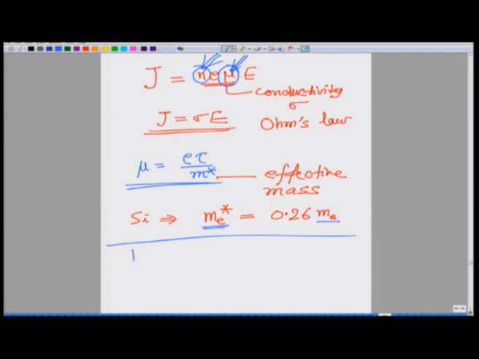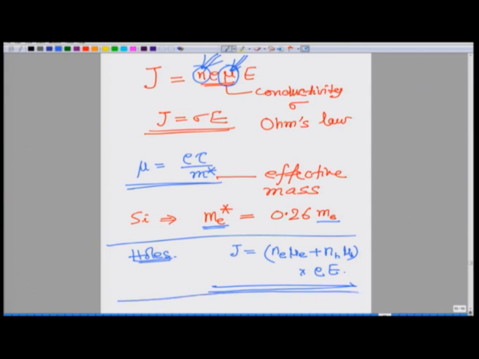Similar things hold for holes, and hence you have J equal to n_e e mu_e, which is the electron part, plus n_h e mu_h, which is the hole part, and then multiplied by E. So, this is how the current density will appear. So, this finally gives you I equal to I_e plus I_h.